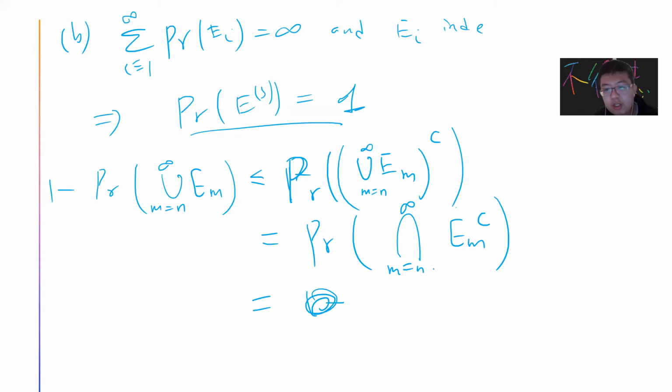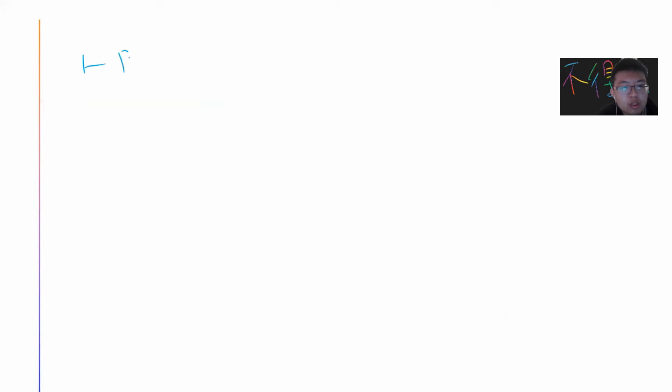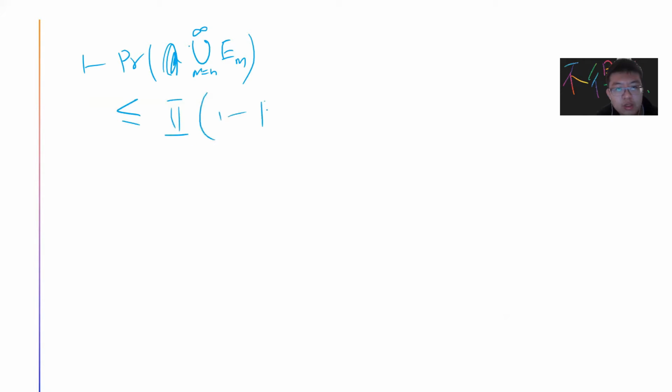Since they are independent, their complements are also independent, so you can write it as a product over m from n to infinity of the probability of E_m complement, which is the product of 1 minus the probability of E_m. Let me just copy: so I proved this, with n fixed, it is less than or equal to the product of 1 minus the probability of E_m from n to infinity.